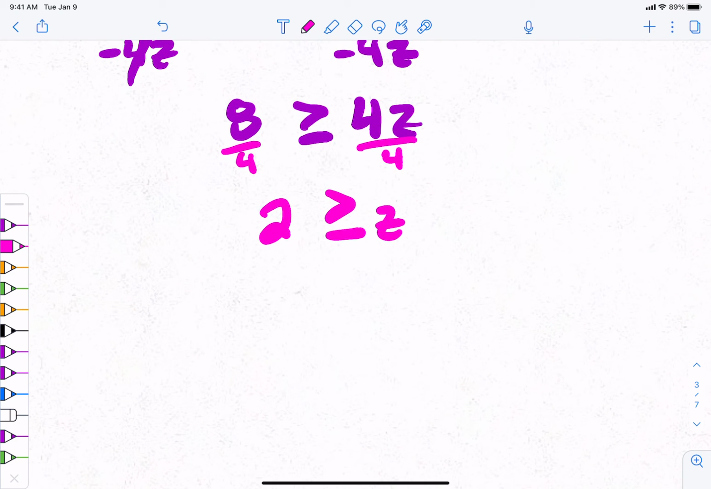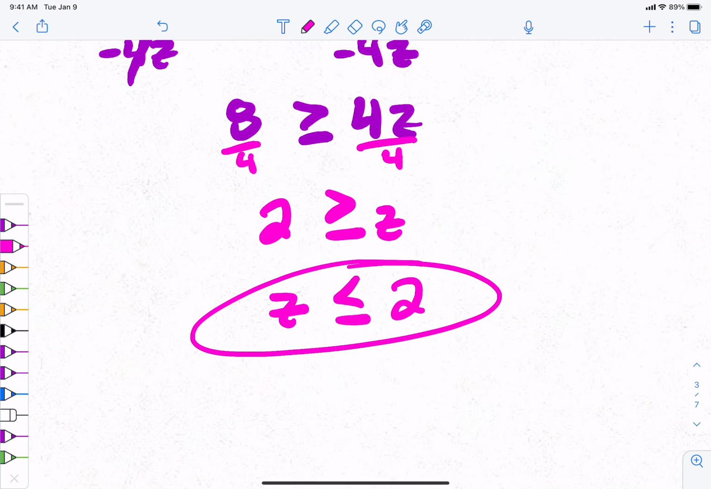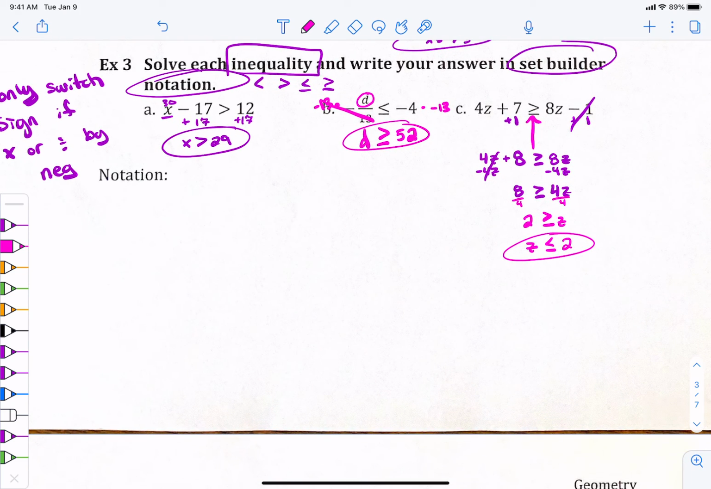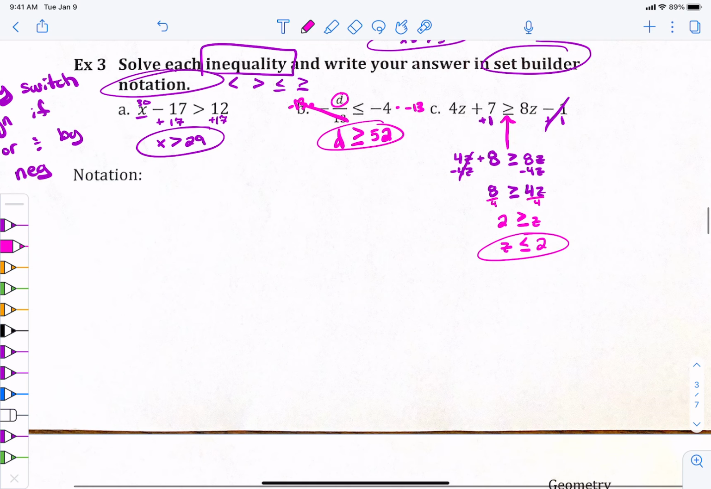I don't like to have it written that way, so I flip it around. I put the z here and the 2 here, but when I flip it around, I have to make sure that the sign is flipped also. Okay? All right, now, last thing. They wanted it in set builder notation. Put the answer in set builder notation.